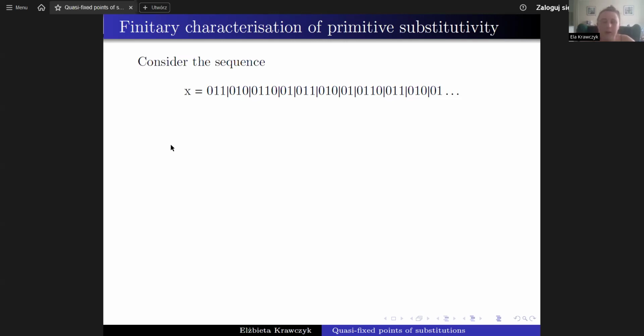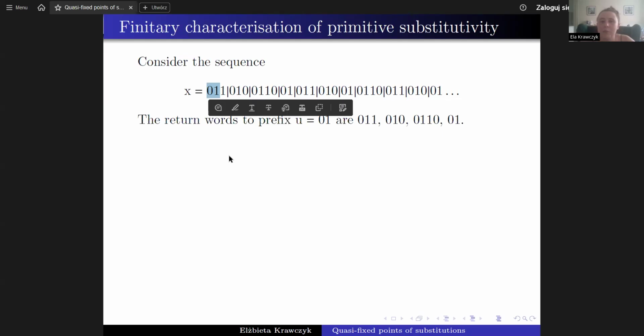So here we are going to start with an example. Here I have some sequence, which I think may be even the 2-Morse sequence. And I look at some prefix. Here I have chosen prefix U, 01. And I look at return words to this prefix. So I look at all words which start with 01, and 01 doesn't appear again in this word. So here 01 appears only once in this word. So here I see I have 011. Here I see I have another 0, so I start a new cut, and I have 010.